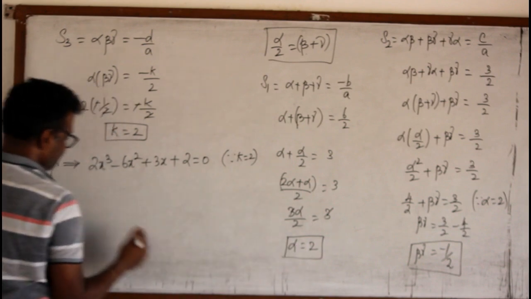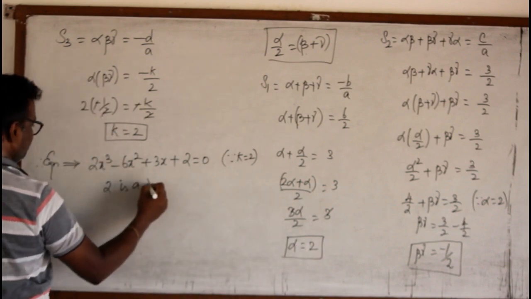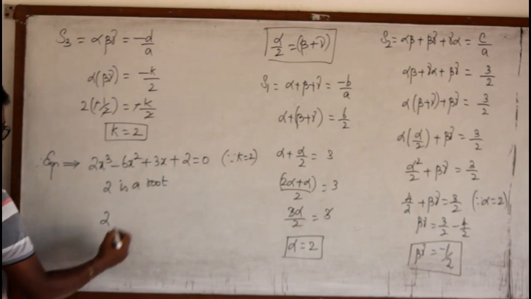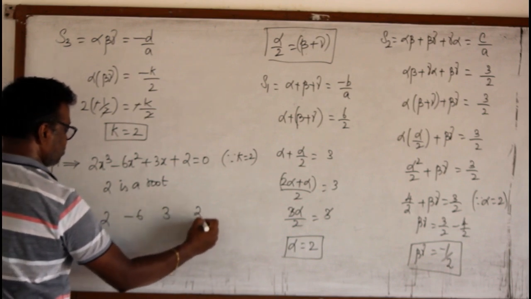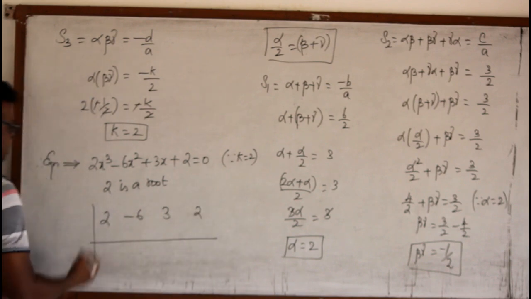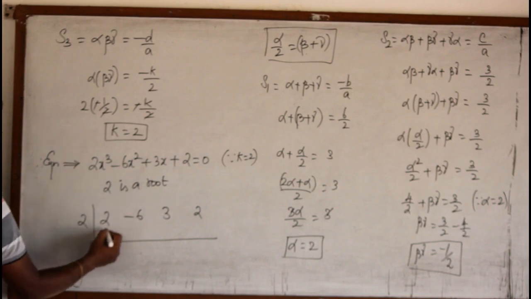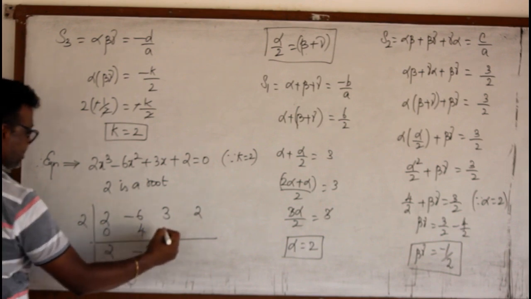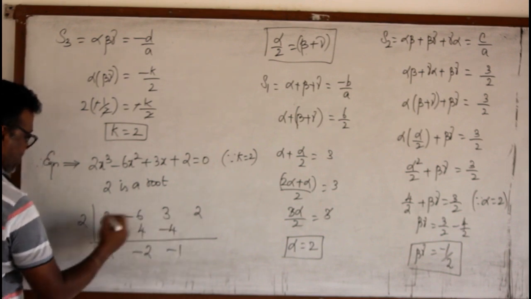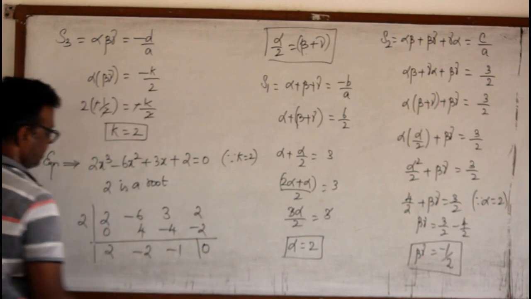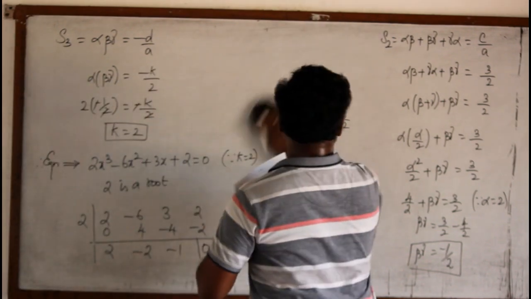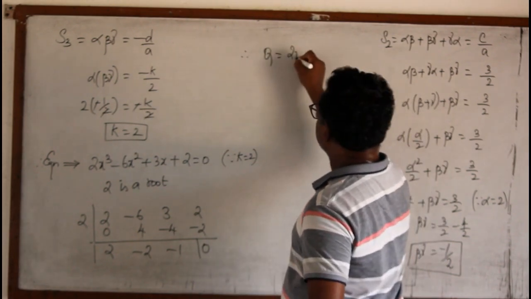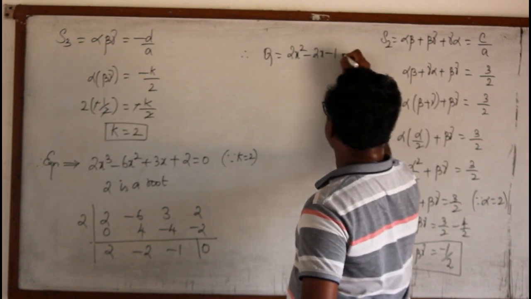Since k is 2, this is the polynomial we have, and we have 2 as a root. That means x minus 2 will divide this equation. So I can write this as 2, minus 6, 3, 2, and do synthetic division by 2. Bring down 2, 2 twos are 4, minus 2; then minus 4, minus 1, so minus 2, it becomes 0. Therefore, the quotient is 2x squared minus 2x minus 1.